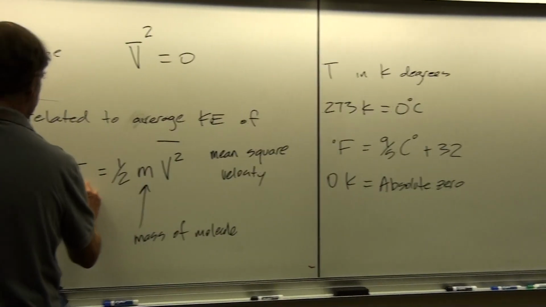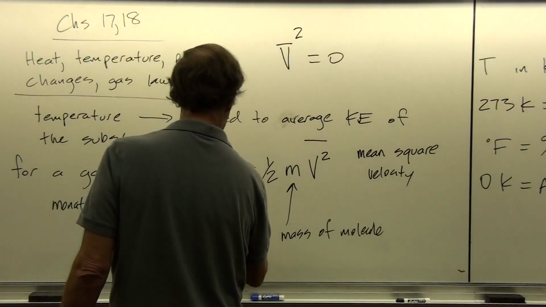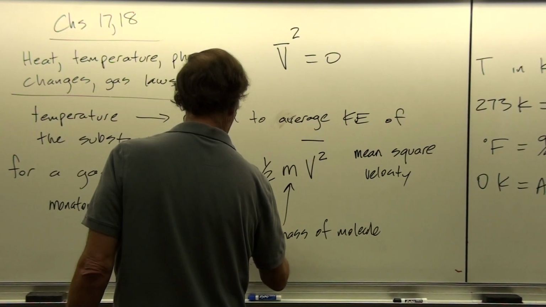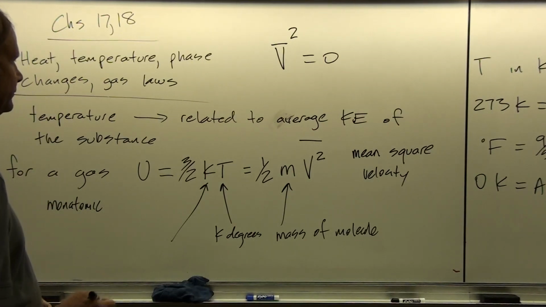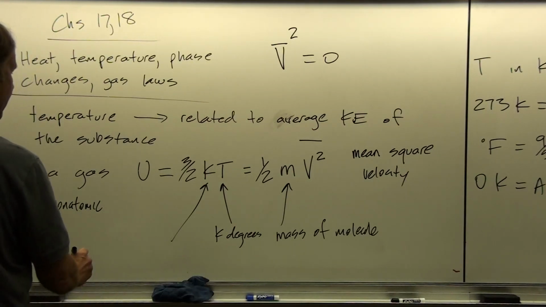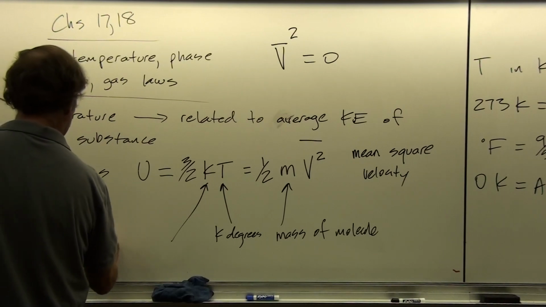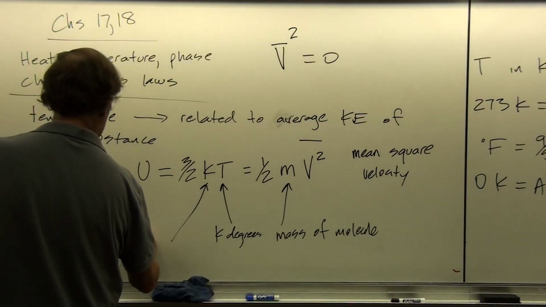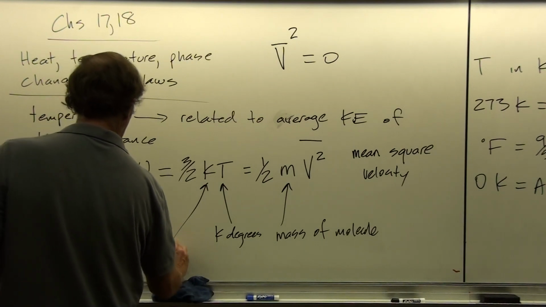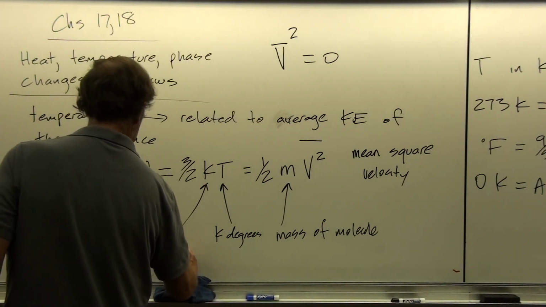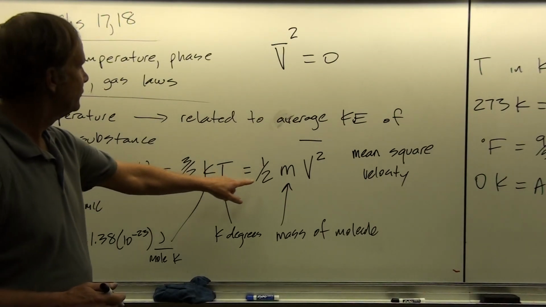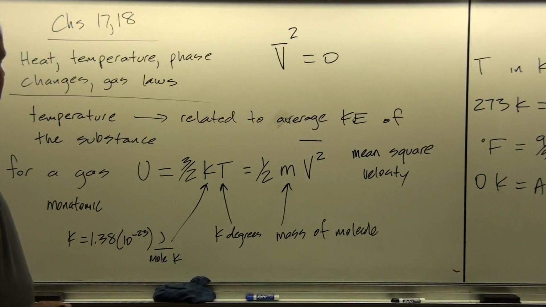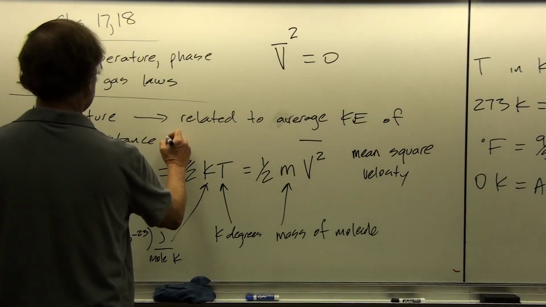So here, the temperature then would be measured in Kelvin degrees. And here, this k value is what we call Boltzmann's constant. k is equal to 1.38 times 10 to the minus 23, and that's joules per molecule degree Kelvin. So this then connects our internal energy to the average kinetic energy of a single molecule in the substance.